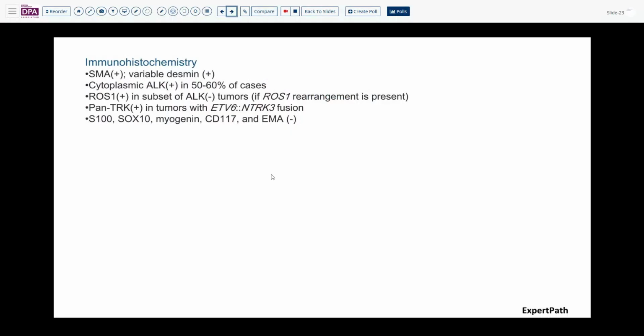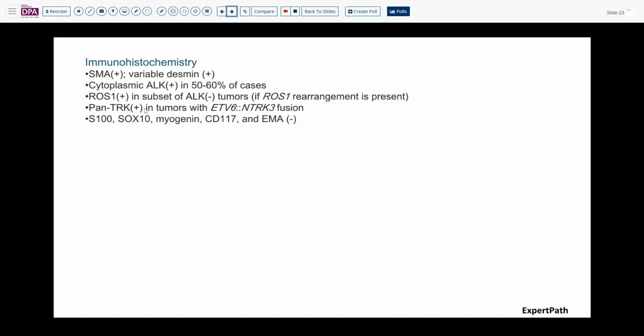Okay, for the IHC pattern, usually they are SMA positive, and that means variable, because usually they highlight the muscle cell, but this is myofibroblast. This is not muscle cell, so they have variable expression of desmin. And then ALK is really important for this entity, even though we can only see it in 50 to 60% of the cases. If the ALK is negative, you can try ROS1, because this is another rearrangement for this entity.